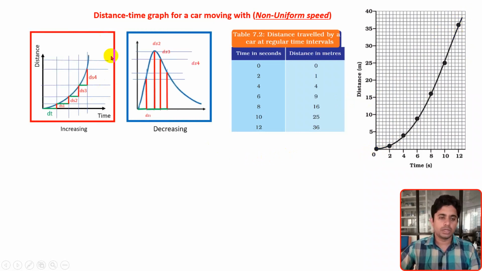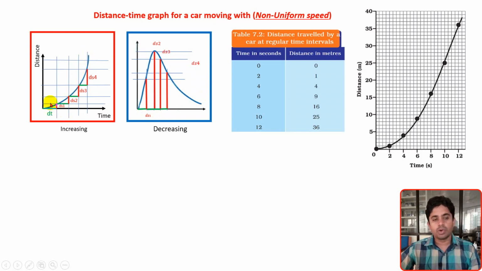Similar kinds of graphs also represent non-uniform motion. In earlier videos we have discussed what these graphs indicate. Again, both are distance versus time graphs. But here this graph is increasing non-uniform motion and this one is decreasing non-uniform motion.